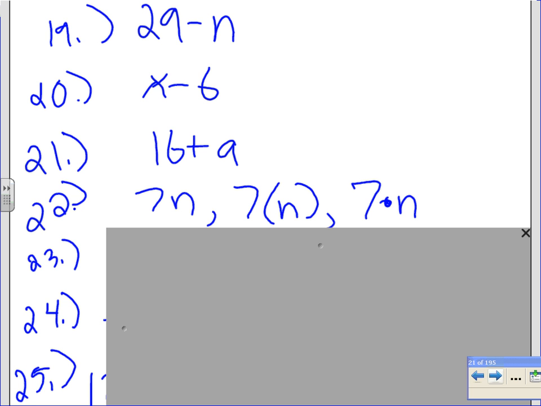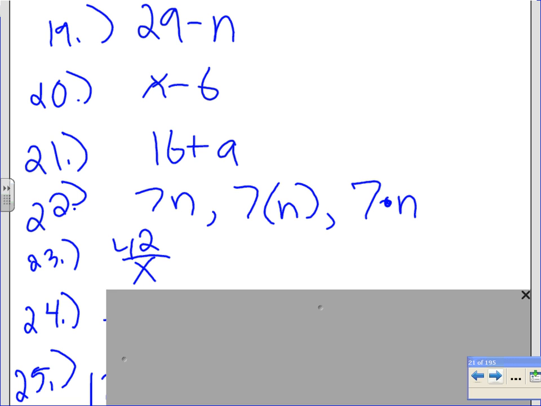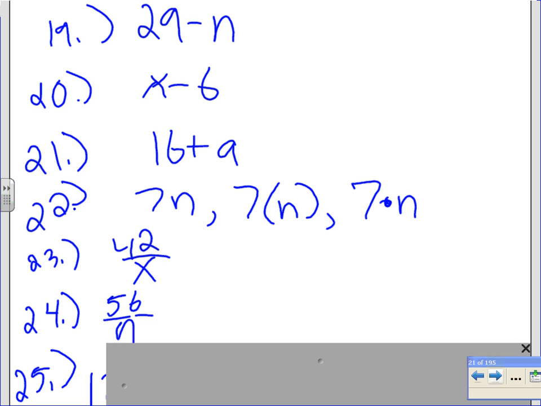Go ahead. Okay, let me know when it gets here. Let me know so I can mark it down so I know you have one. Great job. 42 over X. 24, Emma H. Good. Sean, 25. Good. 12G, or 12 with any letter.